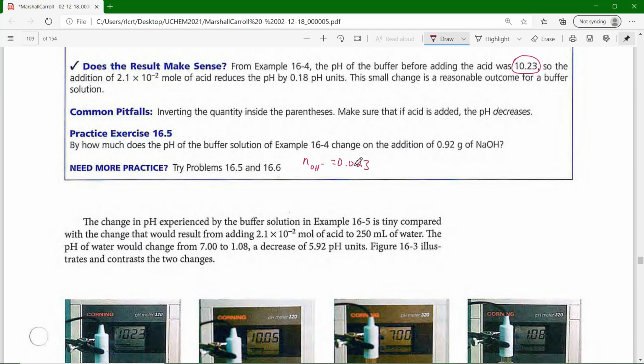Now I'm going to use a table here because I just liked it better. So I'm going to go to example 16.4. No, you know what? They don't even. They should put a table. Okay.